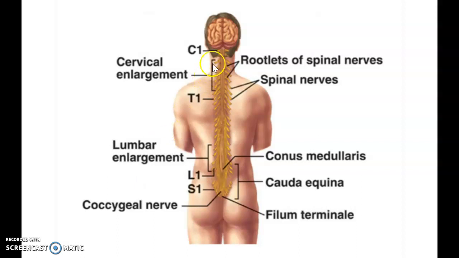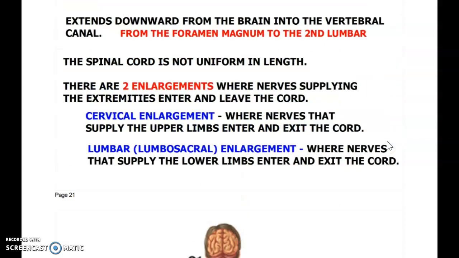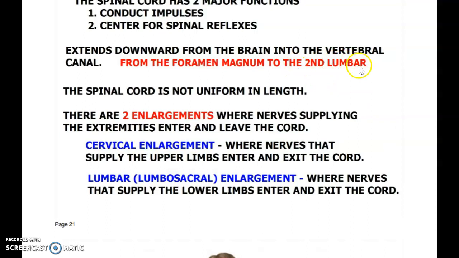But just note that it goes from the foramen magnum at the base of the skull, as it connects with the C1 and C2 vertebrae, and then all the way down to the L2. I don't know if I missed that on the previous slide. Right here, second lumbar. Okay.